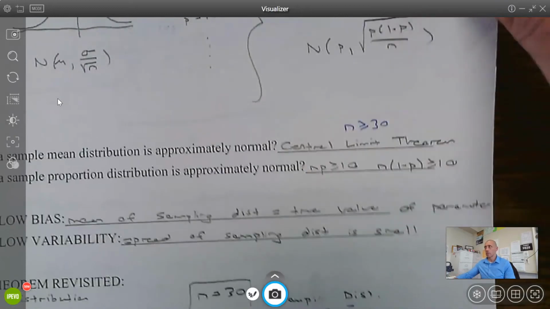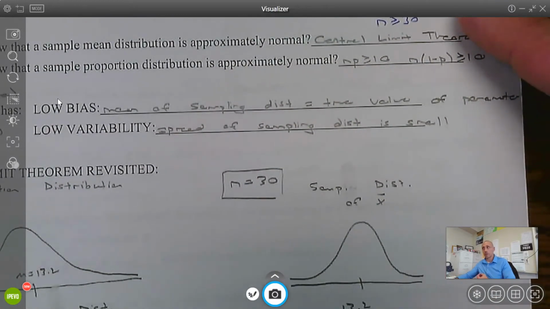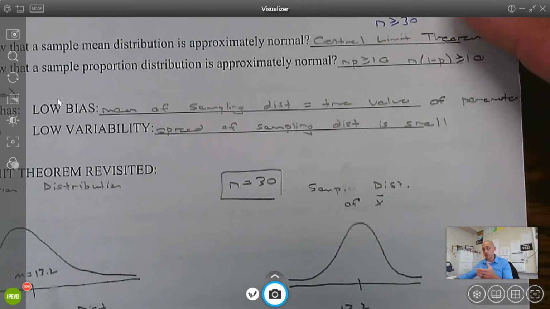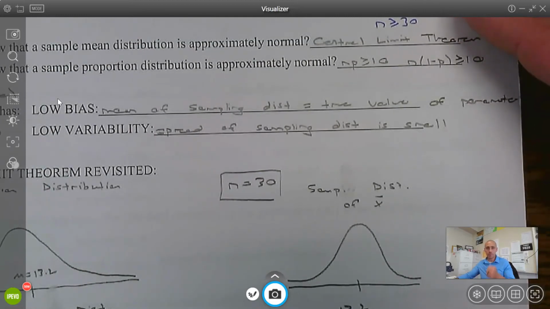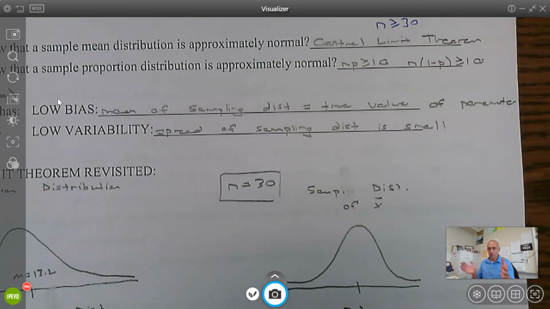Ideally, you want your estimate to be low bias and low variability. Low bias means it's very accurate, that the mean of the statistic is equal to the mean of the parameter, the true mean. And low variability, we know as we increase sample size, we have less variability. We want to be precise and we want to be accurate.